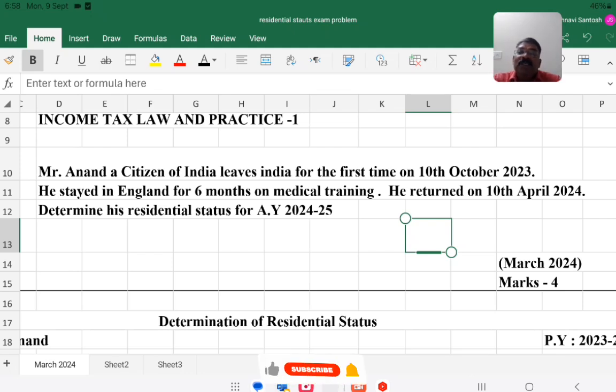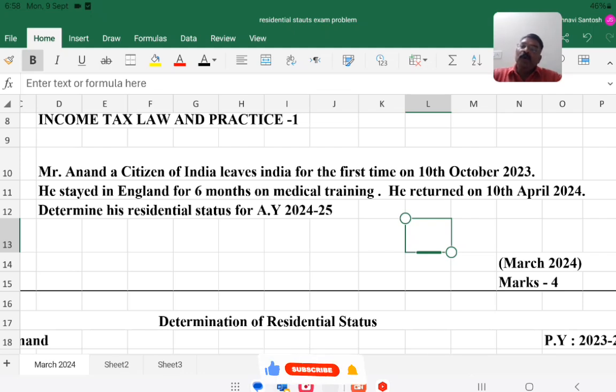Determine his residential status for the assessment year 24-25. The problem is very simple. Only one date we need to concentrate on, that is, he left India on 10th October 2023. Here 10th April 2024 does not appear. Why? Because our previous year starts from 1/4/2023 and ends on 31st March 2024, so this falls outside the previous year. So we need not concentrate on this date, 10th April 2024.